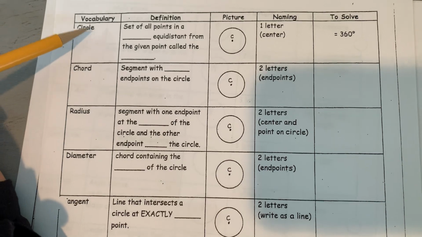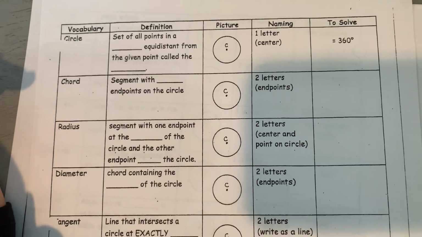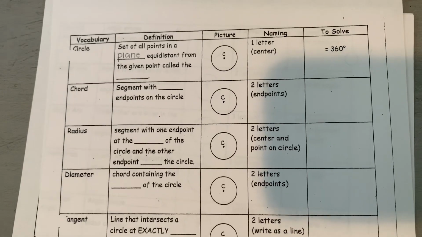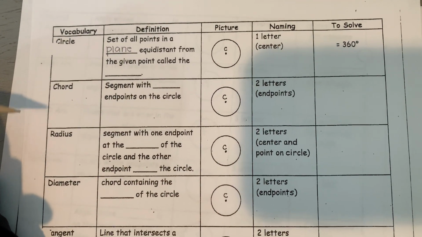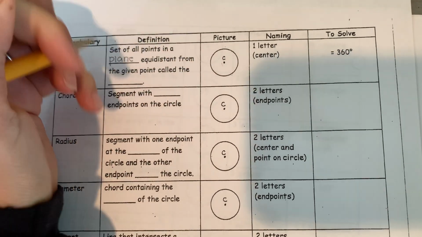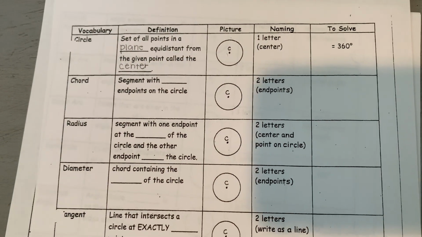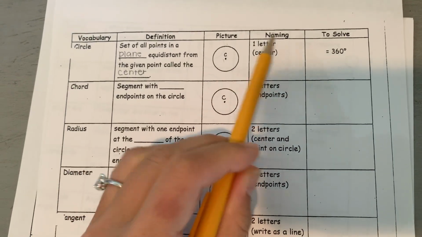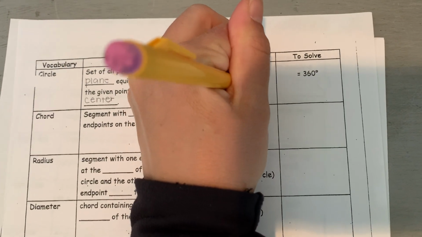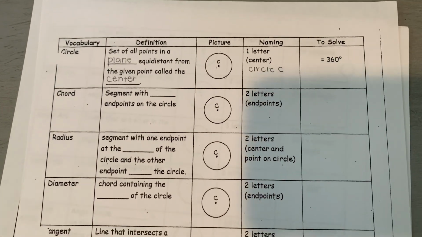So a circle, everybody knows what a circle is. This is a circle, and it's a set of points in a plane. That means that a circle is one-dimensional, with all points equidistant from the given point called the center. All the points on a circle are equidistant from the center. You name it by its center, so you'd say circle C. And all the way around a circle is equal to 360 degrees.